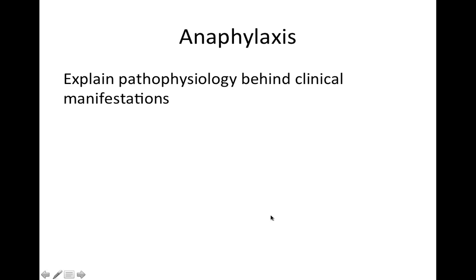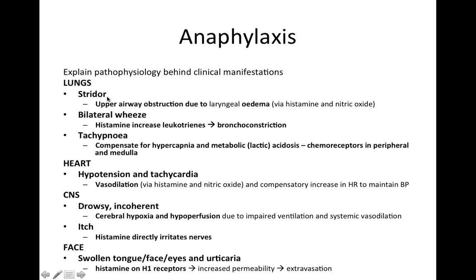Explain the pathophysiology behind the clinical manifestations. So stridor is an upper airway problem, not a lower airway one. Lower airway is wheeze. The upper airway obstruction is caused by laryngeal edema from the histamine and nitric oxide. The wheeze is from the histamine that increases leukotrienes, which cause the bronchoconstriction, so that's lower airway. Tachypnea is because the body is trying to compensate for the hypercapnia and the metabolic acidosis, via the peripheral chemoreceptors and the medulla.